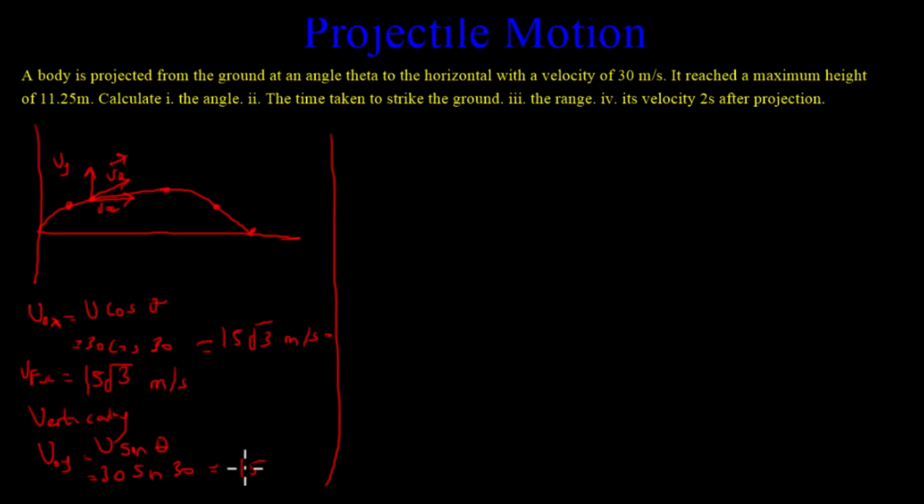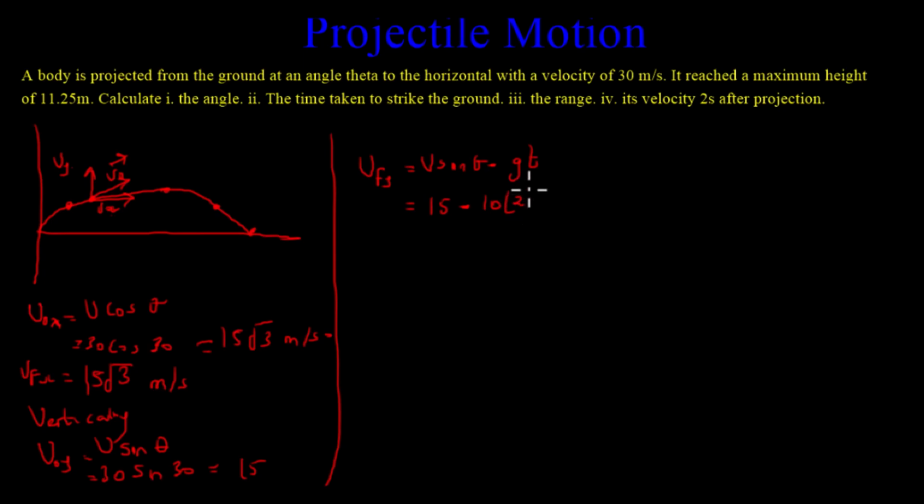So this is our initial velocity. Now, how about the final velocity on y? Then the final velocity Vf of y will simply be equal to, remember, this is V sine theta minus gt. So this is equal to 15 minus, what is g? 10.